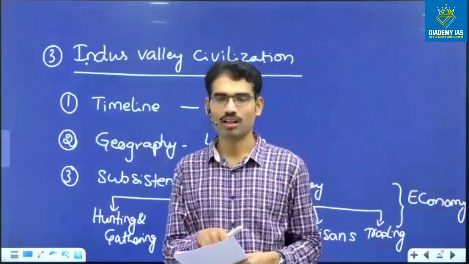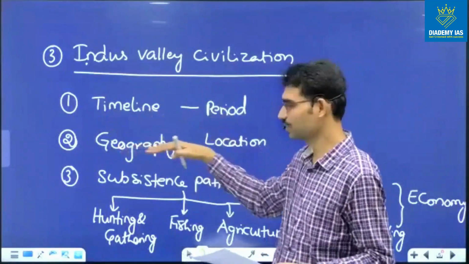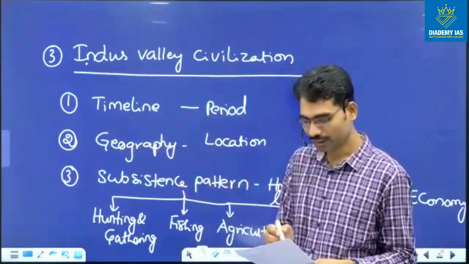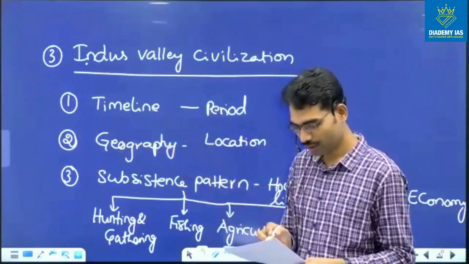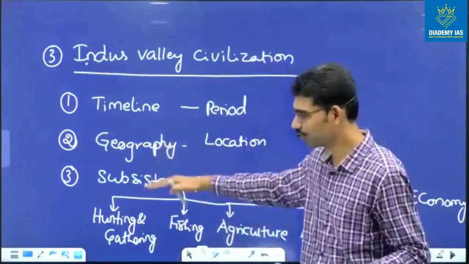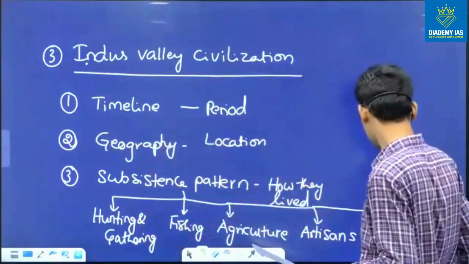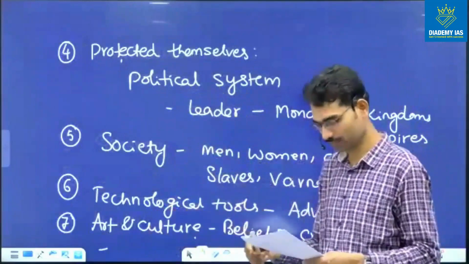First, it talks about origin, how it emerged. What is the timeline and geography in which it emerged? Date and extent, already there. Then characteristics. The word characteristic means all these things: what is the subsistence, the political system, society, technology, art and culture?